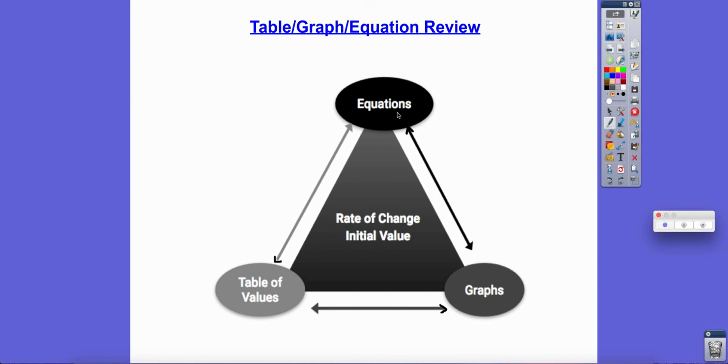And if I have an equation, I can go ahead and make the graph, and I can also make a table of values. The reason that they're all related is right here, because of the rate of change and initial value, and I can find those pieces from any of the three starting points. So if I'm given the equation, I can find that rate of change, initial value, and so on. So this video is going to look at how we are able to find all of this information based on what we're given.